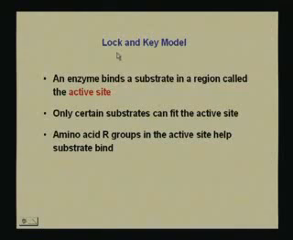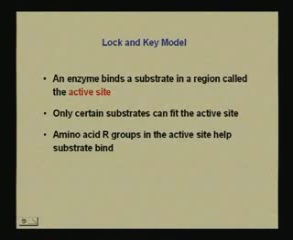What are the features of this model? In the lock and key model, the enzyme binds a substrate in a region called the active site, which we have seen. Only certain substrates can fit the active site. And what helps the active site help the substrate bind? It is the R groups. So either the hydrophobicity or the positively charged or the negatively charged or the hydrogen bonding, whatever you are talking about, it's all the amino acid side chains that are actually eventually taking part in the reaction.